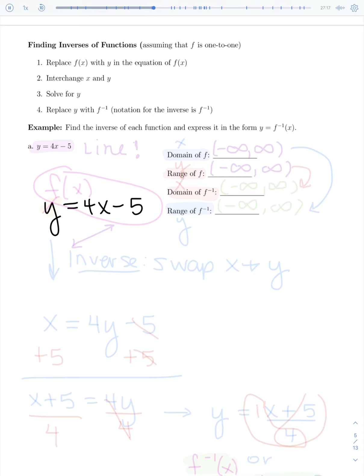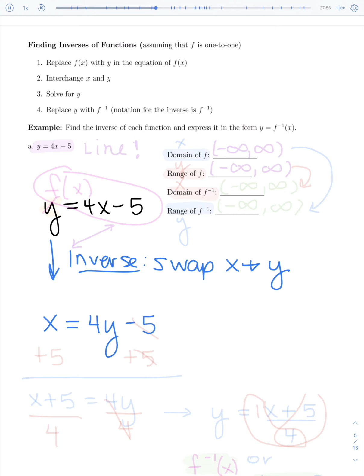How do you find something's inverse? Well, remember the idea behind inverses is swapping x's and y's. So that's all we're going to do. We're not going to do anything different. We're going to find the inverse by swapping x's and y's. That means that in this equation, wherever I had a y, I'm going to put an x, and wherever I had an x, I'm going to put a y. So what it'll look like now is x equals 4y minus 5.